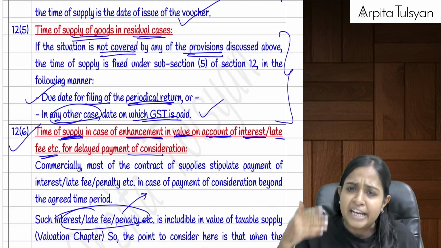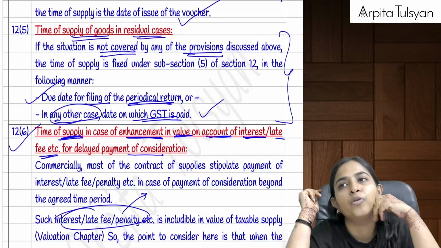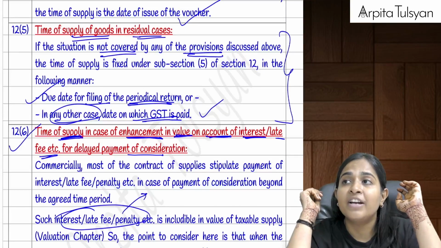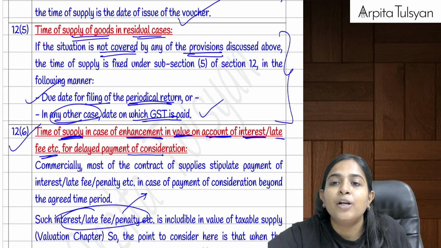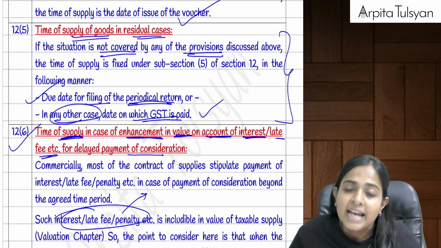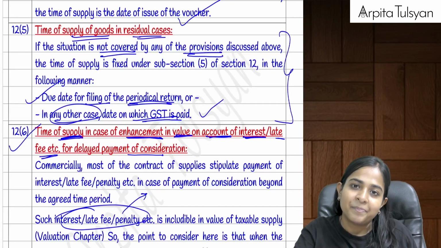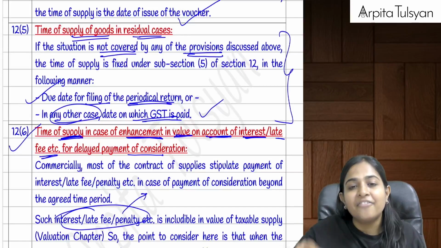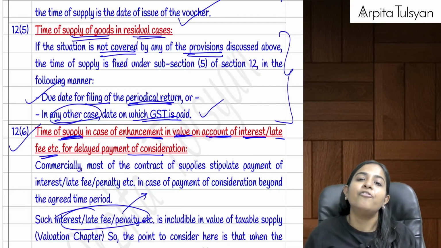Okay, and in any other case, if you do not even know the due date, when will we come to know that we do not know the due date? Let's say we are not at all registered, whereas we were liable to get registered. If we had not got ourselves registered, then the authority will tell us, boss, you have to pay the GST on it. Had you been registered, you would have paid GST on it. So the date when the GST is paid on that particular transaction becomes the time of supply.